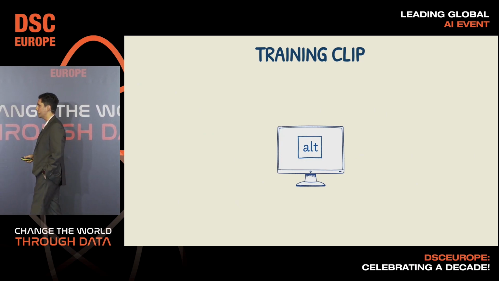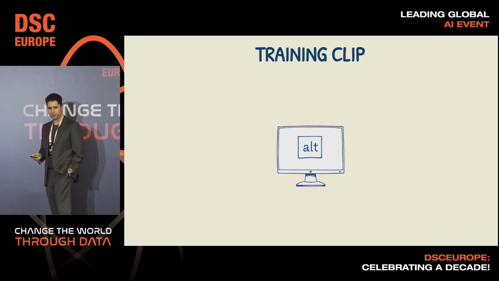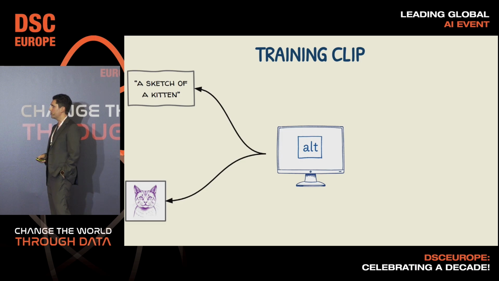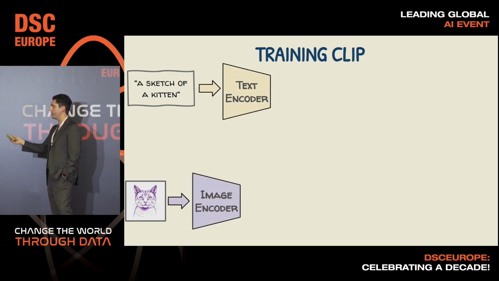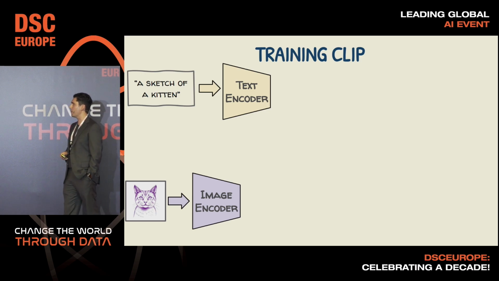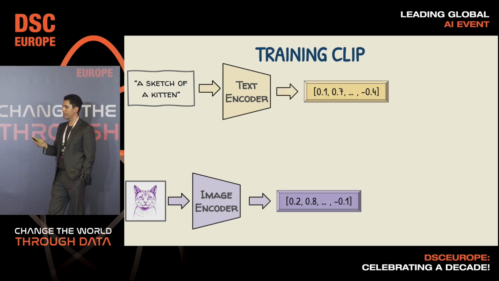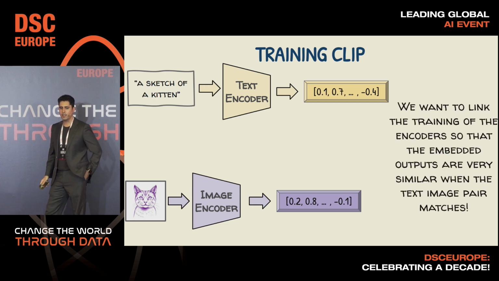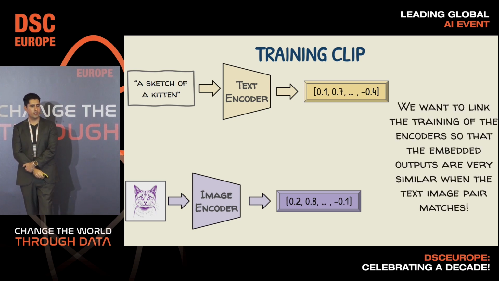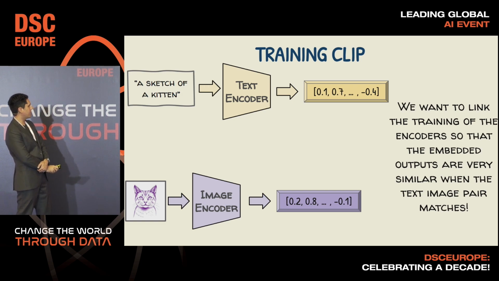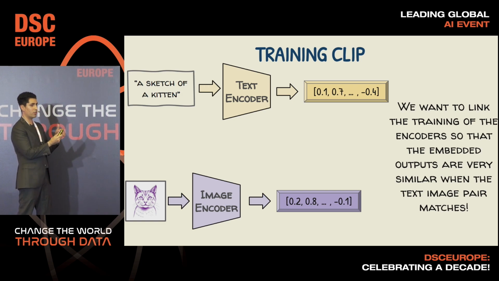So let's quickly discuss how OpenAI trained this first iteration of CLIP. What they realized is, hey, the internet is full of these text-to-image pairs. And so I can grab one of these pairs, and I can think about training two separate encoders that I'm going to somehow link. And this is why we discussed encoders and decoders earlier. So I'm going to have one text encoder and one image encoder. And then that's going to produce some sort of vector output or embedding. And what I would really like is to link the training of the encoders so that the embedded outputs are very similar when the text-image pairs are correct and they match.